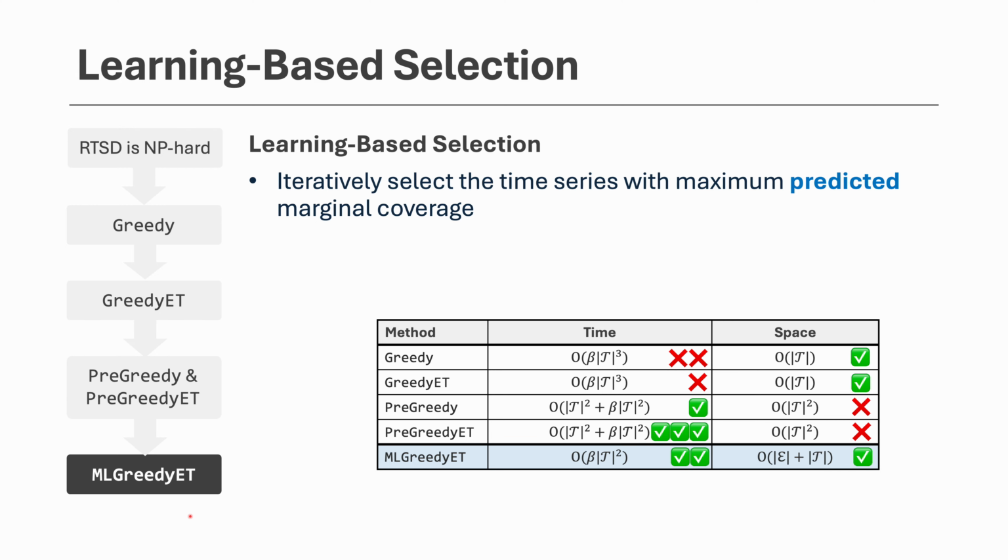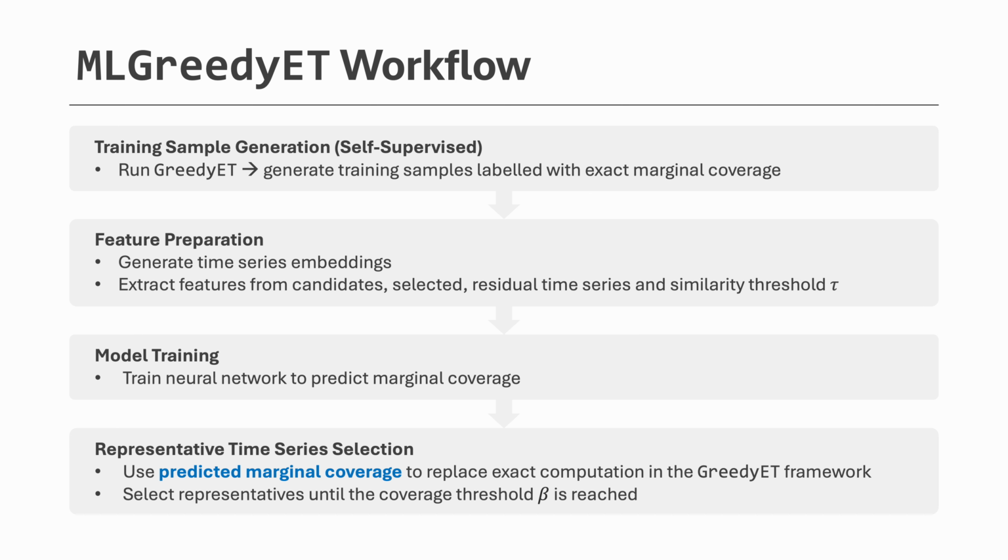So to avoid this trade-off, ML greedy ET replaces exact marginal coverage computation with a learned prediction, aiming to reduce both time and memory costs. ML greedy ET is trained in a self-supervised way using greedy ET labels, and then used inside the same selection framework to choose representatives efficiently.